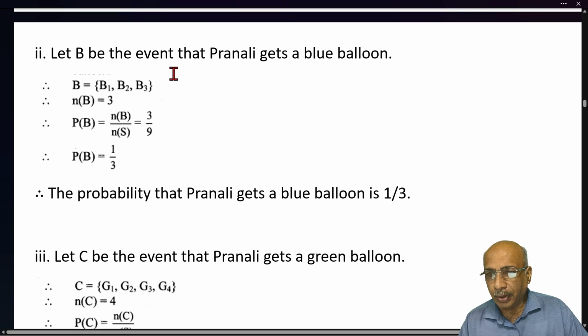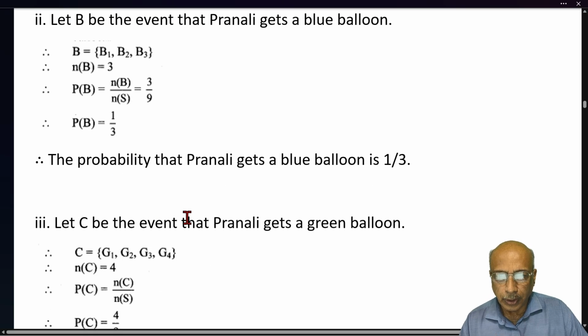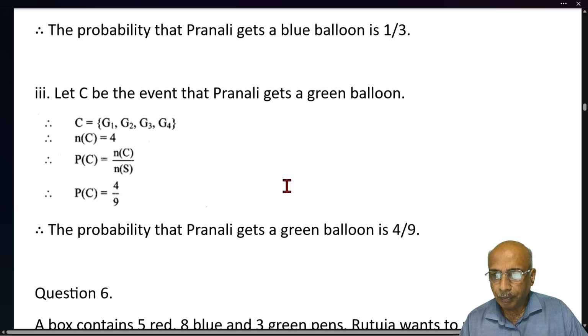Let B be the event that Pranali gets a blue balloon. Therefore, set of B equals B1, B2, B3. Therefore, n of B equals 3. Probability of B will be 3 by 9 equals 1 by 3. Therefore, the probability that Pranali gets a blue balloon is 1 by 3.